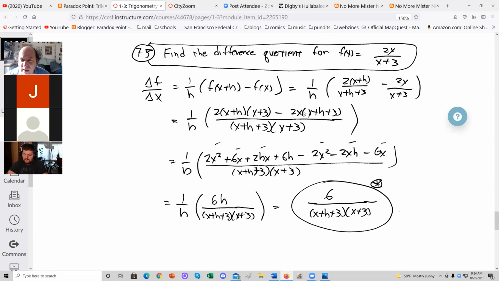Okay, we expand this and this. There are a bunch of terms. 2x squared minus 2x squared cancels. 6x minus 6x cancels. 2xh minus 2xh cancels. All that's left is 6h in the numerator. 1 over h times 6h over x plus h plus 3 times x plus 3. The h's cancel, and the difference quotient is 6 over x plus h plus 3 times x plus 3.